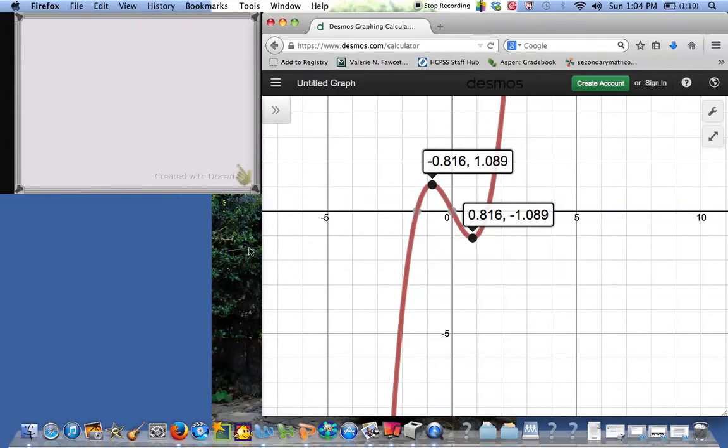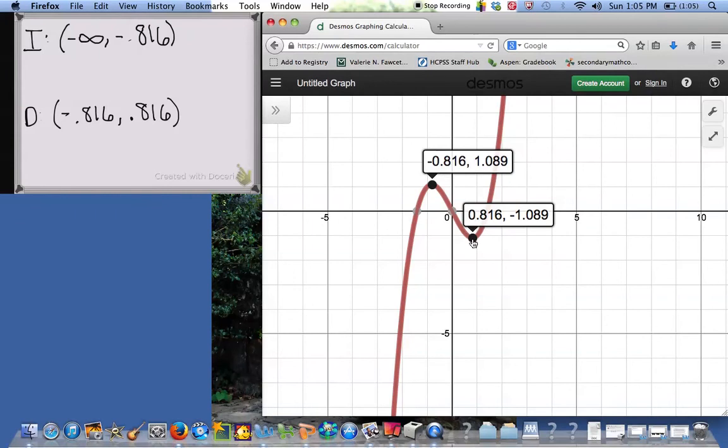So working our way left to right, we start out by increasing. So we increase from negative infinity on the x-axis until we hit the point negative 0.816 on the x-axis. That's when our y values take a break and start to decrease after that. So then from negative 0.816 on the x-axis to positive 0.816, you can see that our y values are going down.